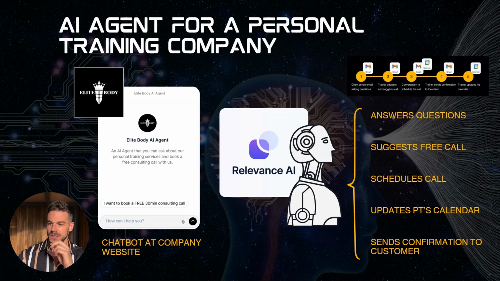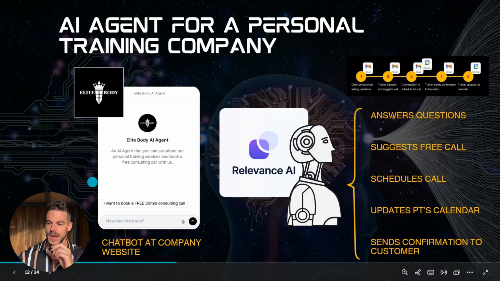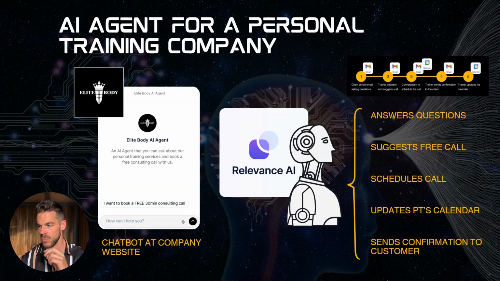And here we see the general structure of the agent. First, we have a chatbot on the company website. Then we have the agent set up on Relevance AI, and the agent can basically do 5 different things. And the 5 things are inspired by the 5-step process of scheduling client calls, as we saw earlier in the presentation. First, it can answer questions, then it can suggest free calls, it can schedule calls, it can update the PT's calendar, and it can send confirmation mails to the client. And all that without human involvement from the company side.